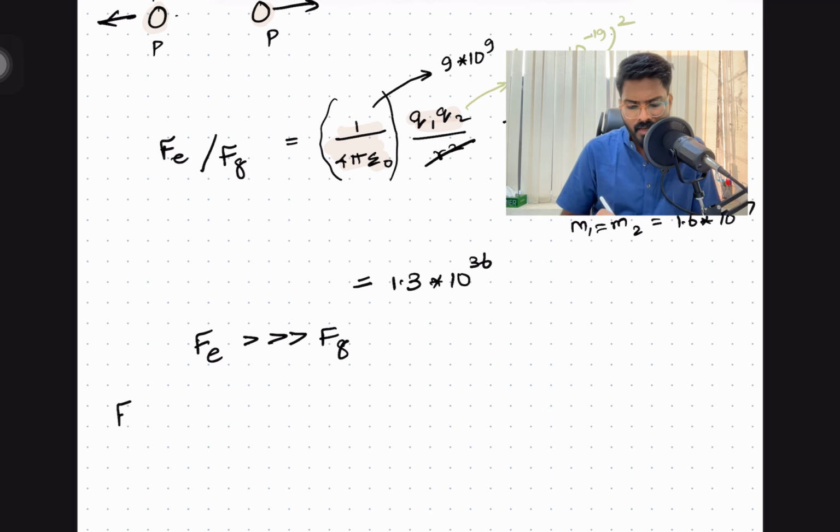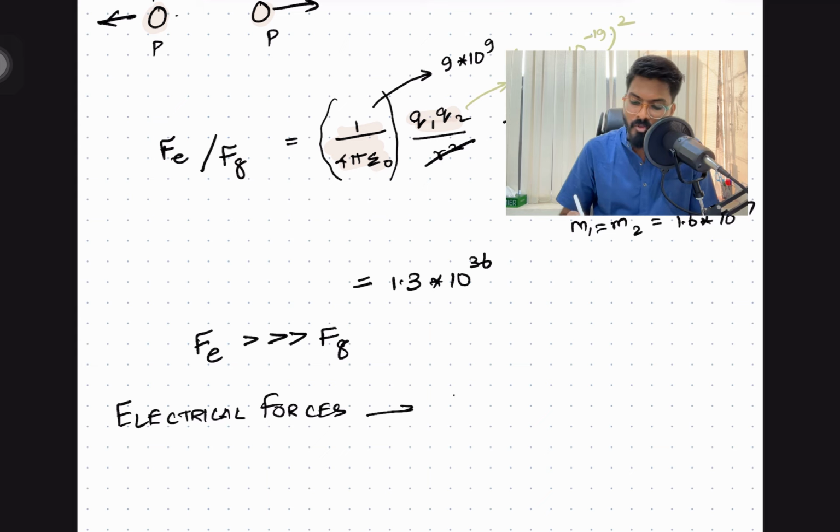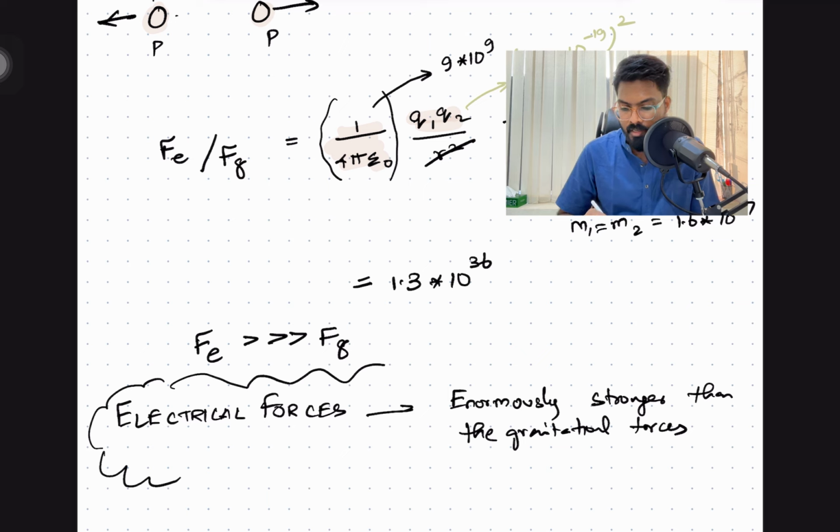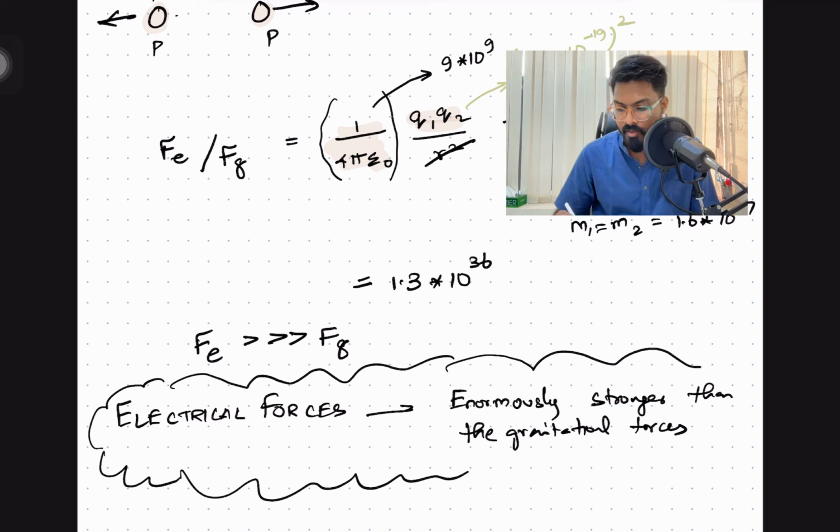Now what can we say by this? We can say that the electrical forces are enormously stronger than the gravitational forces. This is the key takeaway for us.